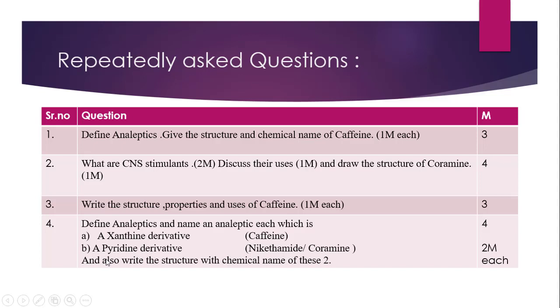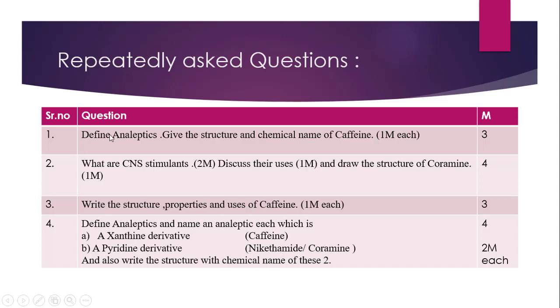Then question 3: write the structure, properties and uses of caffeine. This way the complete caffeine is important. Structure carries 1 mark, properties carries 1 mark, and uses carry 1 mark. So the total question carries 3 marks. Then this is a really very important question from the exam point of view.